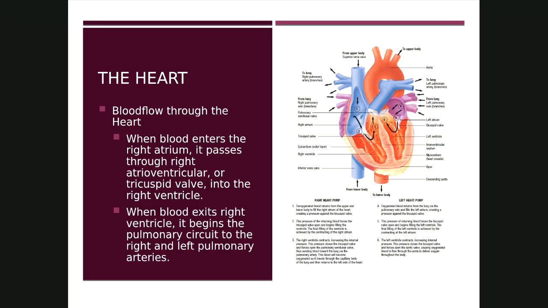So blood flow through the heart is shown in your text on page 219. When blood enters the right atrium, it passes through the right atrioventricular tricuspid valve into the right ventricle. When blood exits the right ventricle, it begins the pulmonary circuit to the right and left lung arteries. The breakdown of the blood flow, as shown in this chart on page 219, 1 through 6, is what you will need to know for a basic overview of the flow.